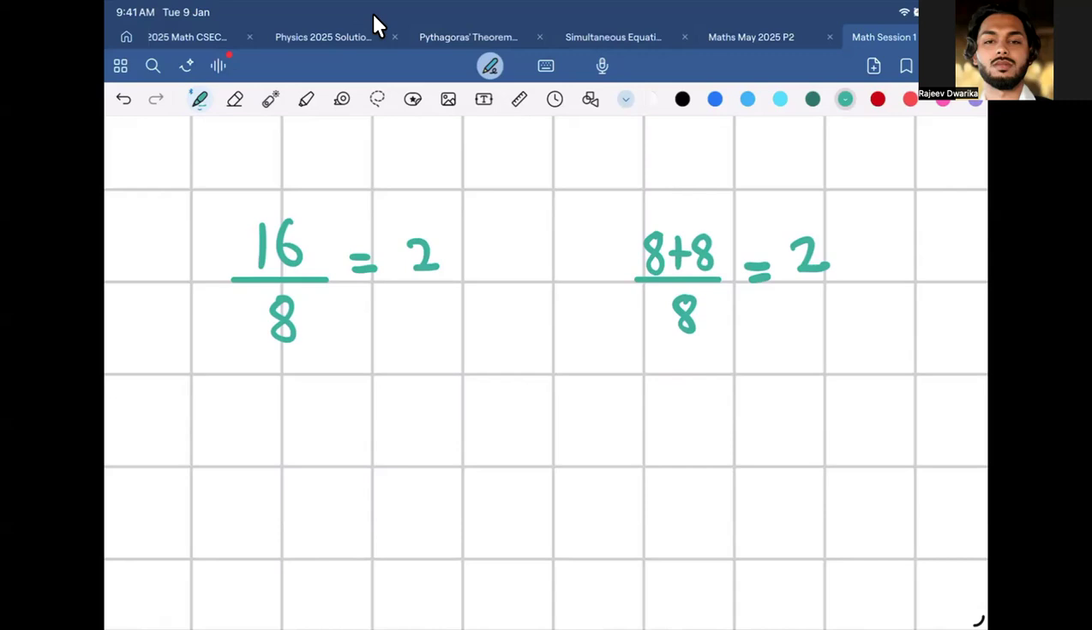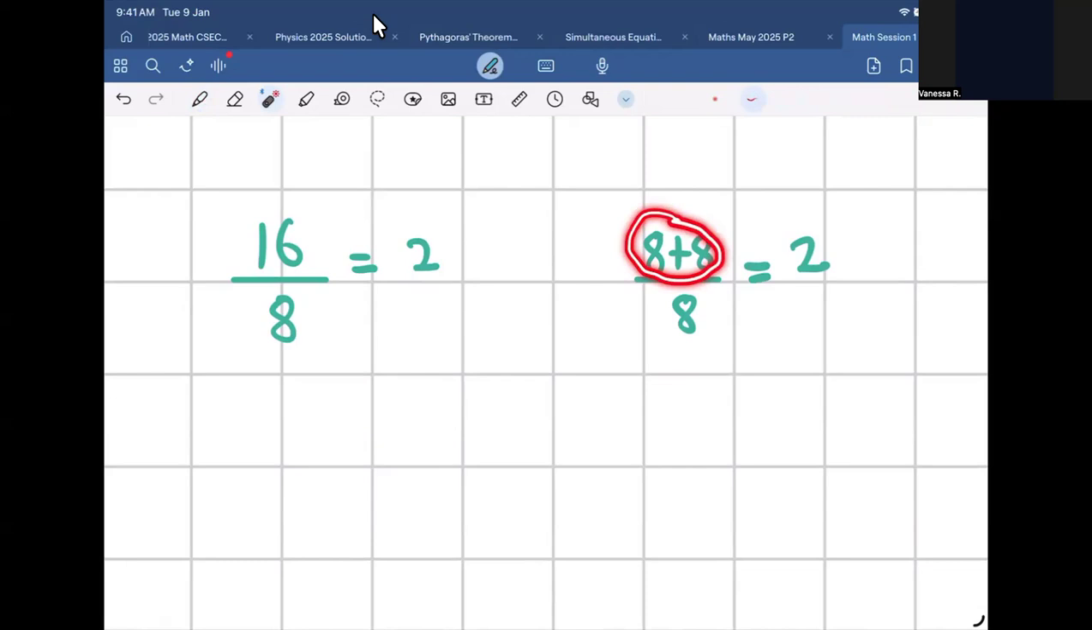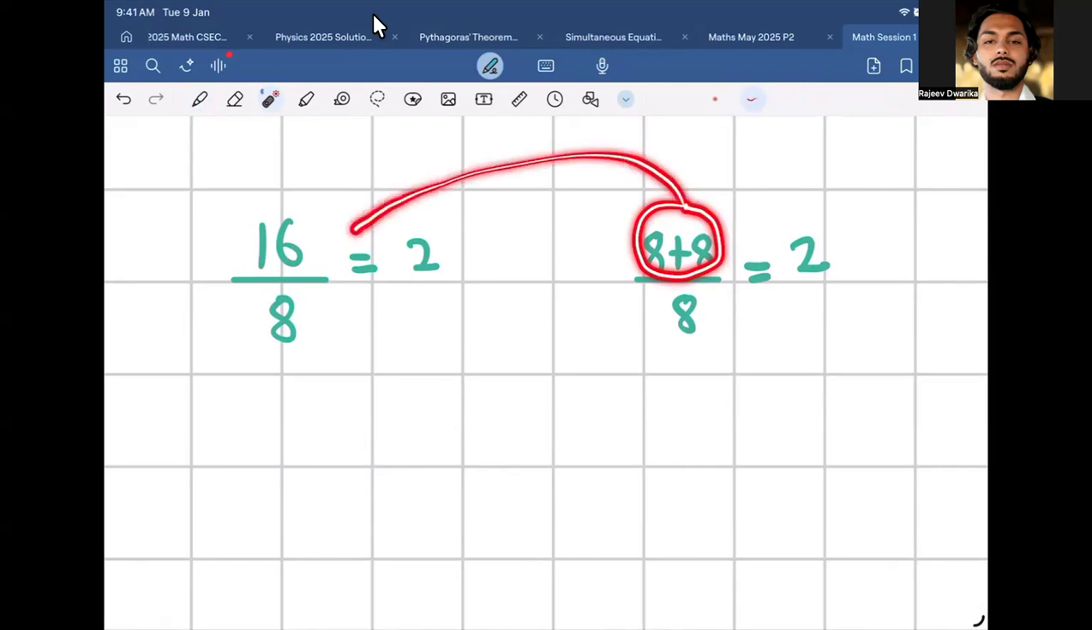And why is that, Vanessa? The reason is this 8 plus 8, are they separate terms or do they make up 16? They make up 16. So in other words, in a relationship, you don't interfere with people's relationship. 8 plus 8, them in a relationship that forms 16. You can't mess with it. If something is in a sum or a difference, you cannot mess with it.